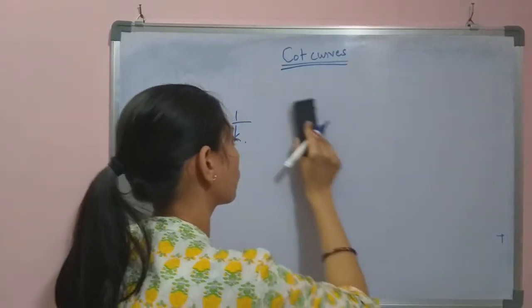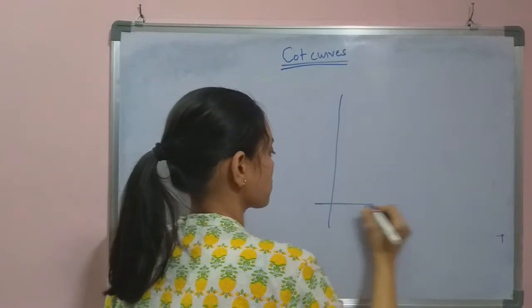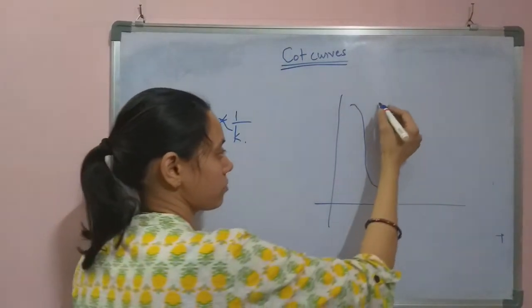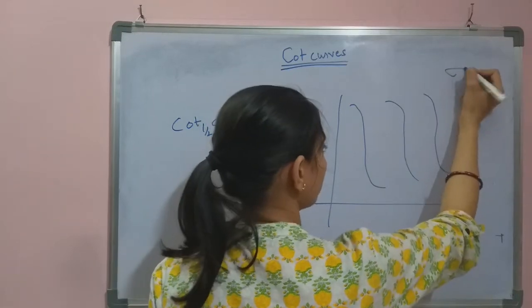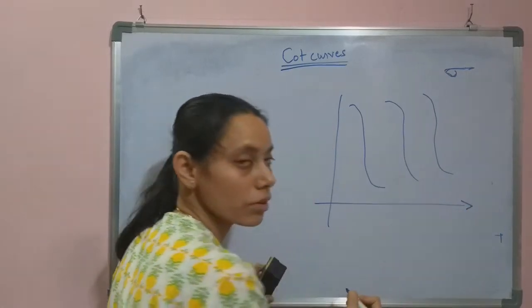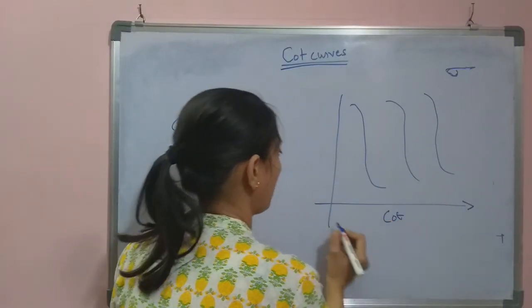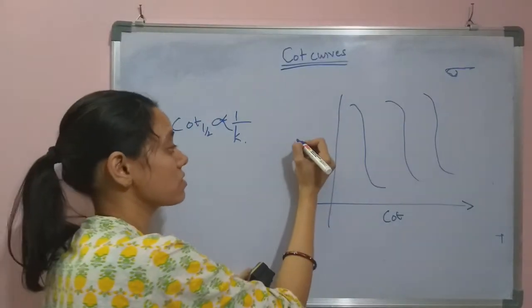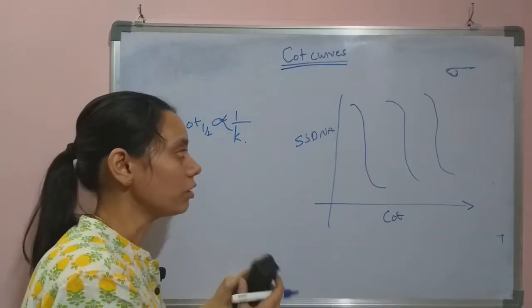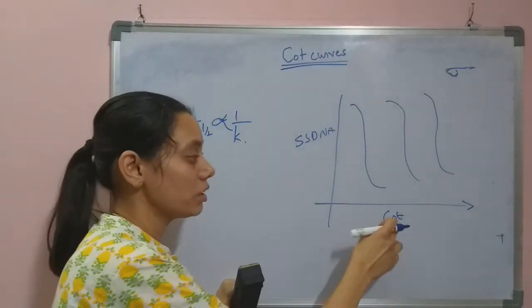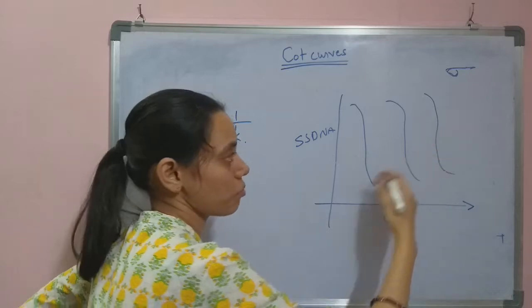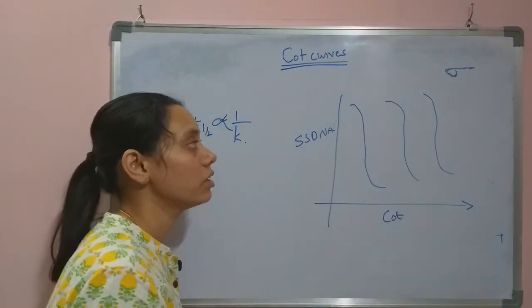So if you consider different organisms, let us consider simple organisms first. The cot curves will be like this. These are simple sigmoid curves, and here on the x-axis we can see the cot values, and on the y-axis we can see the single-stranded DNA that is left denatured. That means the single-stranded DNA at time t. So these types of sigmoid curves will be indicated by the simple organisms.